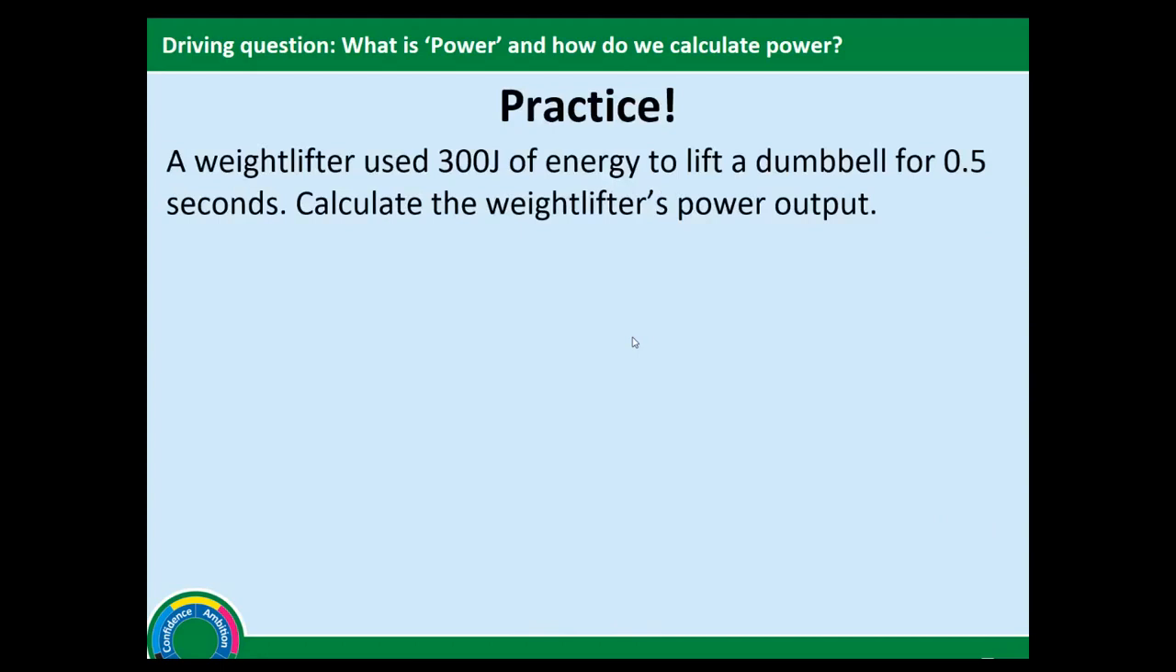Here's a question for you to practice. A weightlifter used 300 joules of energy to lift a dumbbell for 0.5 seconds. Calculate the weightlifter's power output. Please pause the video now and attempt this question.